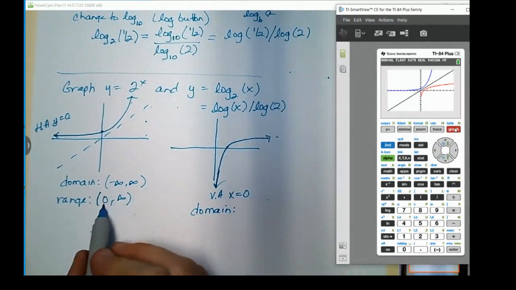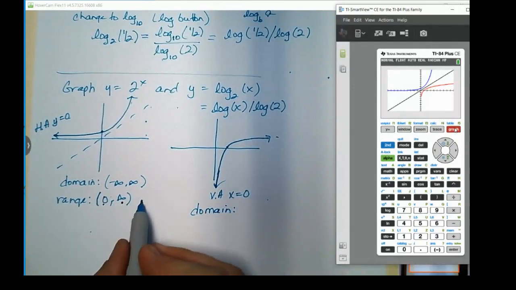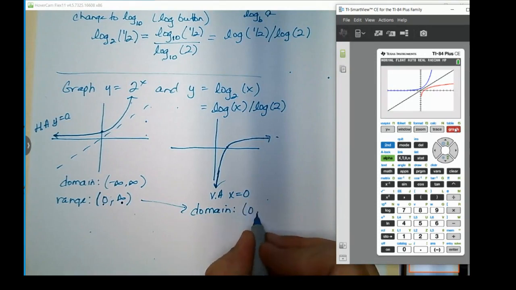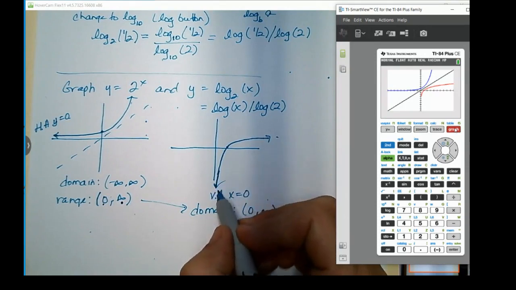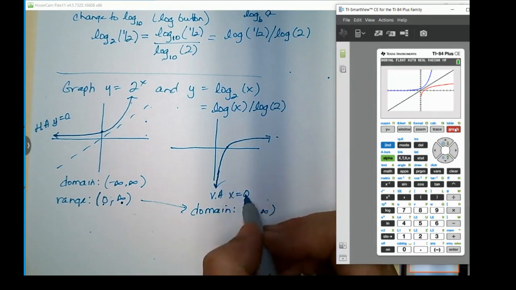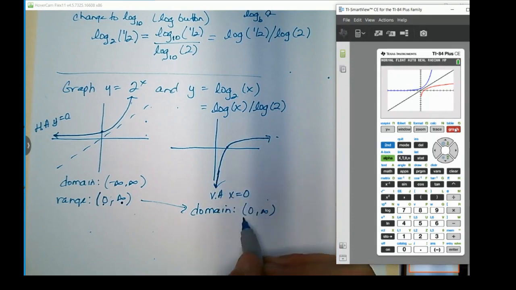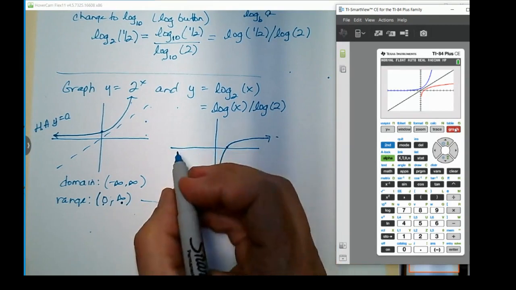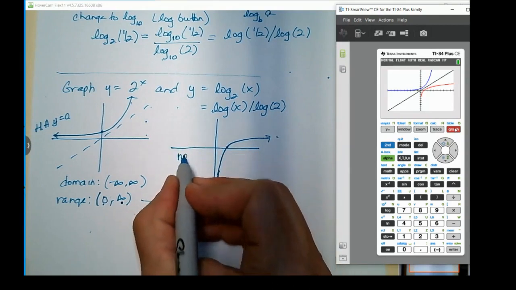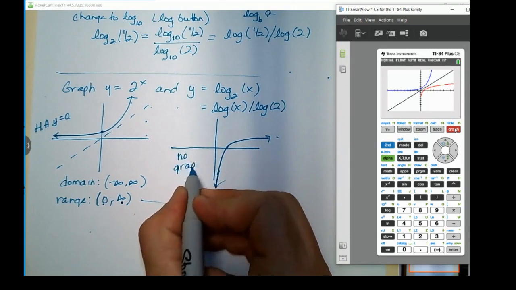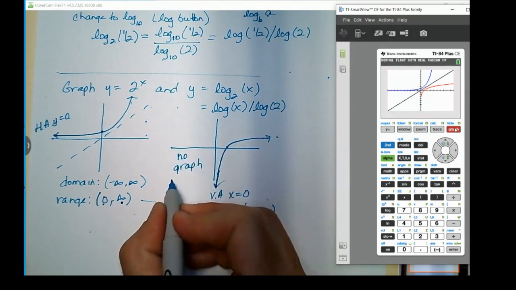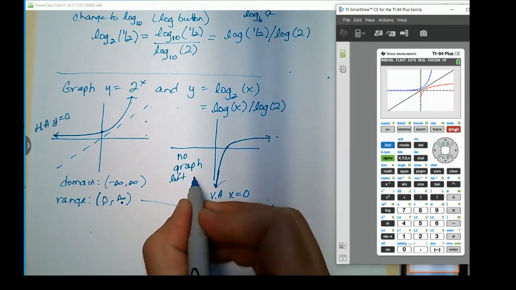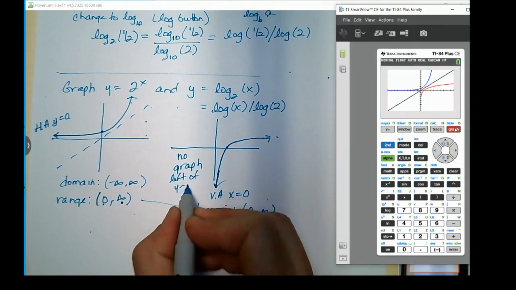Our domain for our log function is the same as the range of this one. That means this is going to be 0 to infinity. That kind of works with what we see here, that we've got that vertical asymptote at x equals 0. But what that really tells us is that there is no graph over here. We can't see one on the graph, but there really isn't anything over here. So there's no graph to the left of the y-axis.